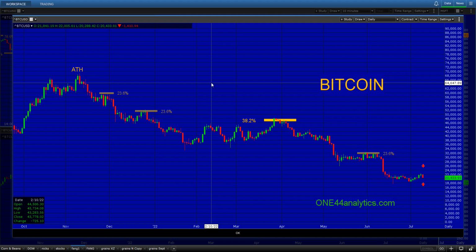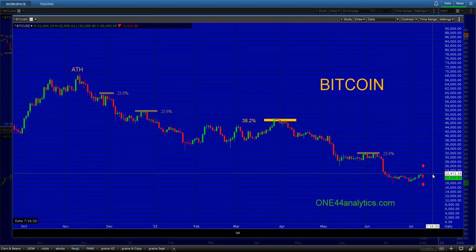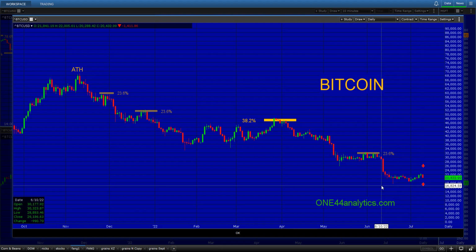Everybody knows that lower highs and lower lows is a downtrend, but what do you look for to sell? Where do you look if it is a downtrend? This is where the Fibonacci retracements become so important. We're going to start here just looking at the all-time high up around 69,000. And you can see where we are today, where it's got very close to 17,000.